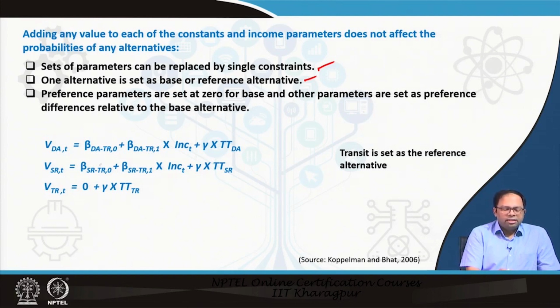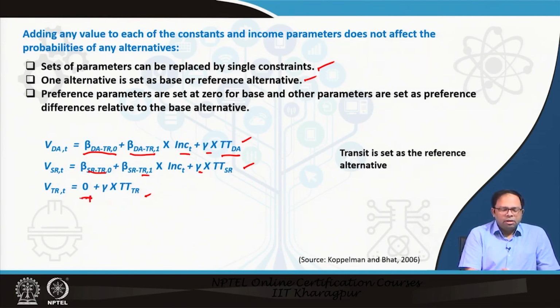So, here we can see that we have used one parameter, this is another parameter, and so on. In here we have used this gamma parameter, which is the same for travel time by DA, travel time by SR and travel time by TR. I could have also, instead of taking the absolute travel time by DA, taken the difference in travel time by DA and TR, but here we have kept all the travel times different. So, that is why the equation takes this form.